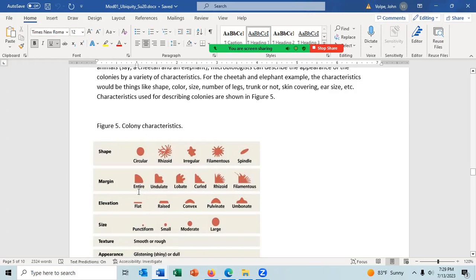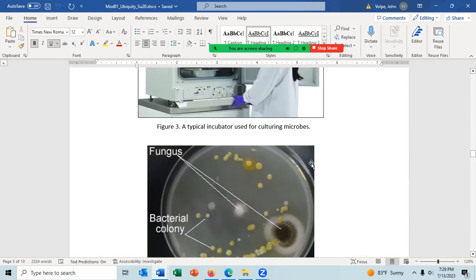However, you should be able to distinguish between a rhizoid or filamentous and an undulate or lobate or curled margin and an entire margin. To see the elevation, you normally have to take the lid off and then look at the colony from the side. Is the colony flat? Is it raised like in a mesa? Is it convex? Is it pulvinate, and that's super convex? Or is it umbonate, mountain shaped? Right here. And actually, I think I see an umbonate right here. I think this one's an umbonate. That's why it's got 2 appearances. Right there would be the center of the umbonate, and there would be the edge.